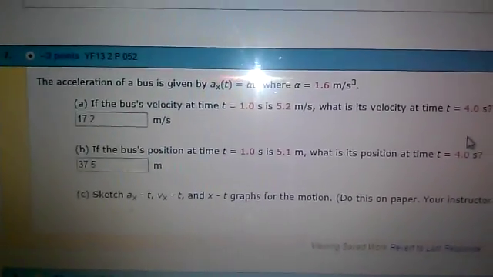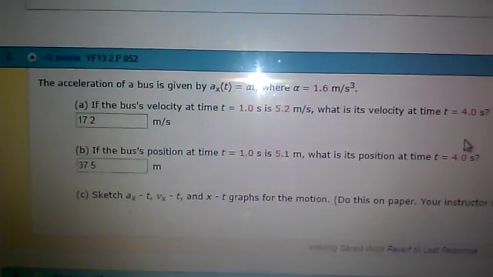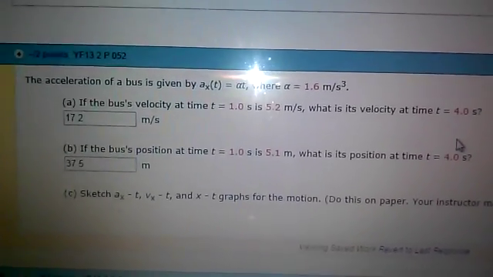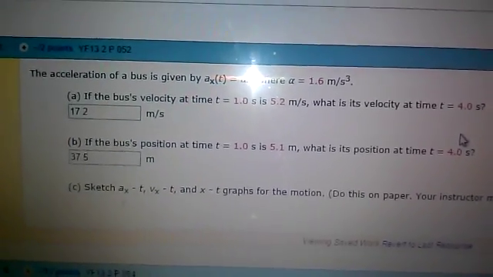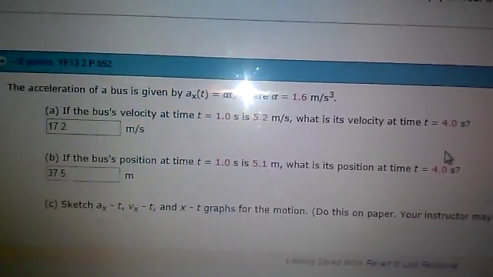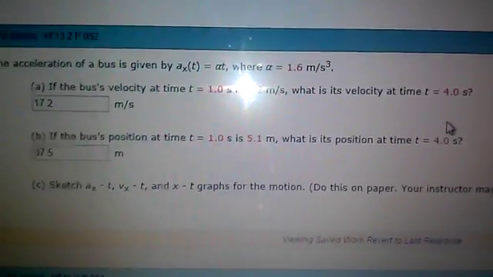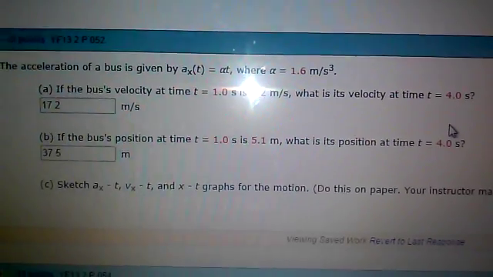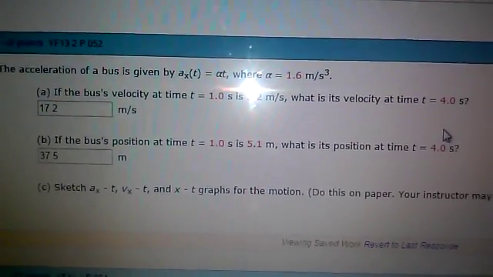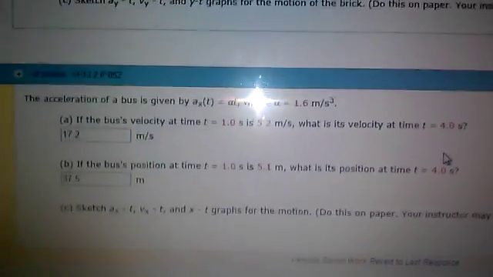The point of this problem was to figure out the velocity and the position of the bus at different times based on the acceleration function. To find the velocity, we had to take an integral of the original function, which is a_x(t) equal to alpha t. Again, alpha is 1.6 meters per second cubed, so that's a constant.